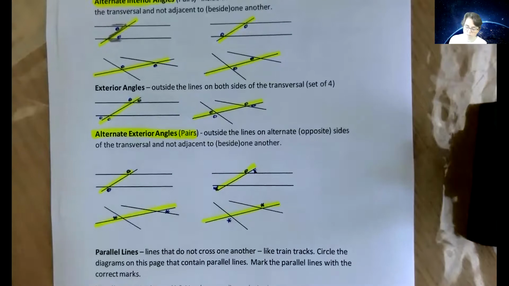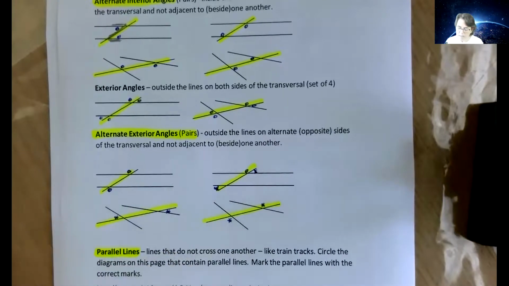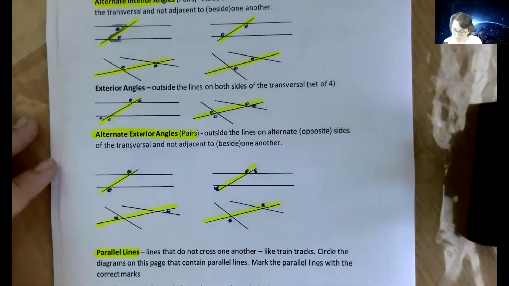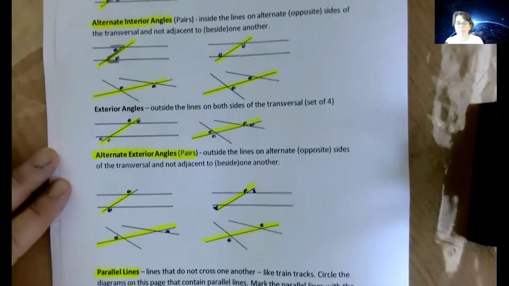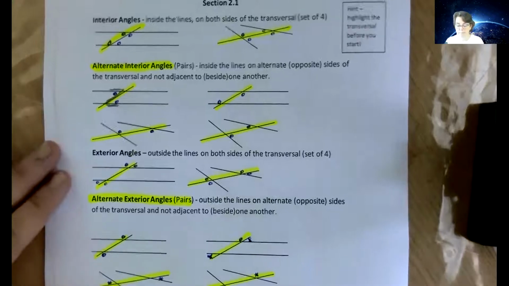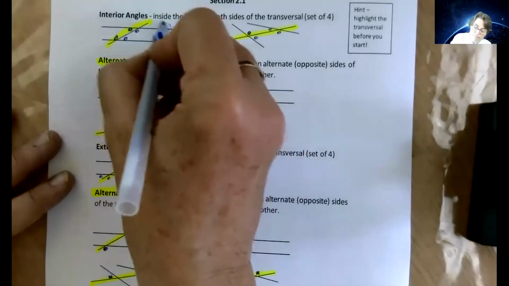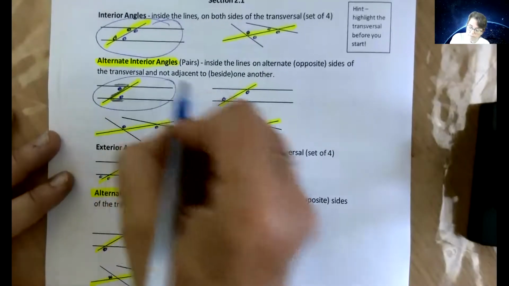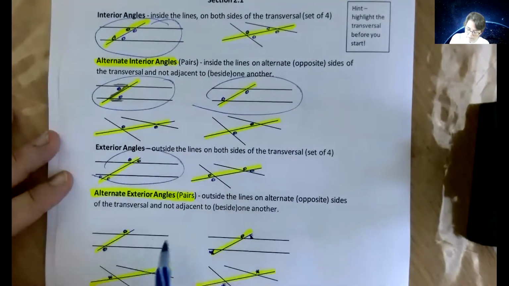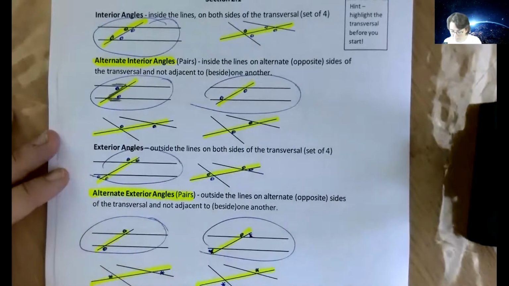And just a quick definition I threw at the bottom, you already know this. Parallel lines are lines that don't cross. They're kind of like train tracks. Circle the diagrams on this page of parallel lines. I'll let you do that now. All right, I trust you turned the video back on. 1, 2, 3. There we go. Now it says mark the parallel lines with correct marks.